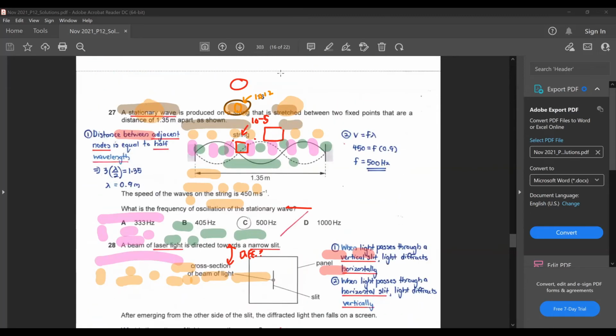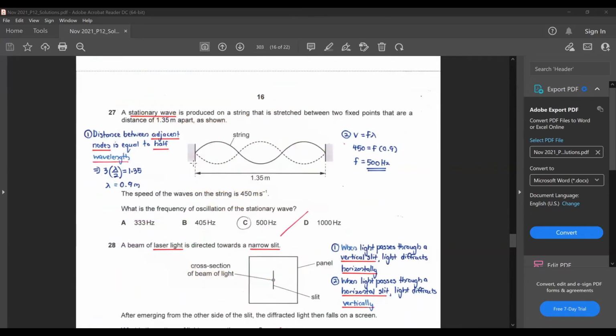Then on to the next one. Now your case here is that you have a stationary wave produced on a string that is stretched between two fixed points that are a distance of 1.3 meter apart as shown. The speed of the waves on the string is 450 meters per second. What's the frequency of oscillation of the stationary wave?